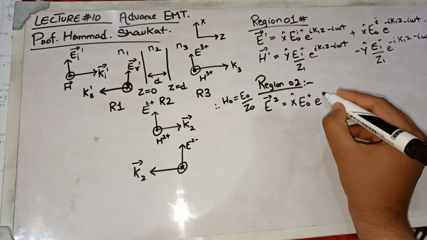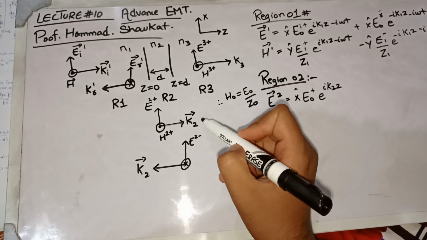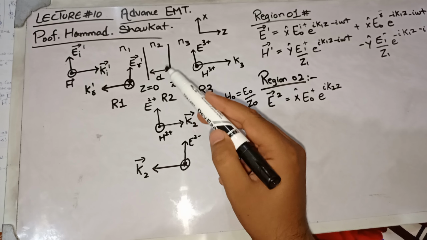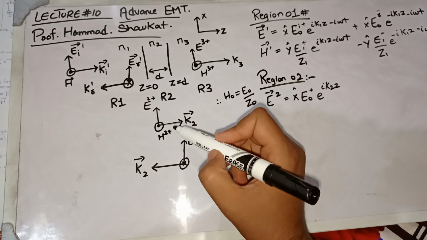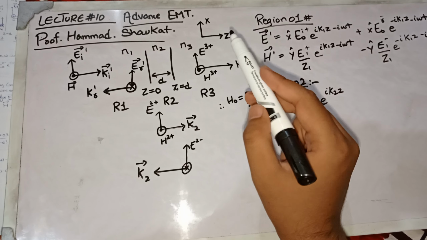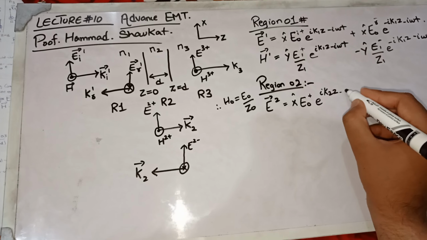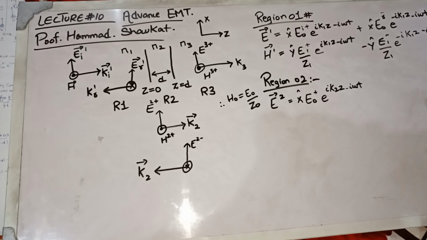Okay, and e power iota k2z. First of all, why k2? Because you know that now you are in region 2, you have to use k2, and you know that k2 is along the direction of z, meaning positive z. That's why positive iota k2z. Okay, minus iota omega t as it is.